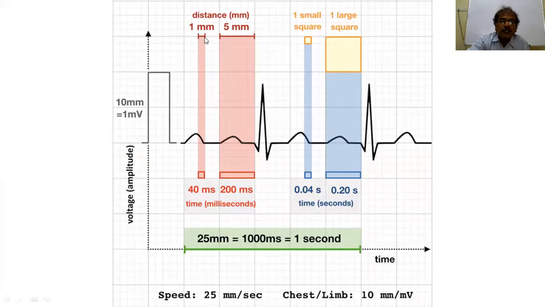Now the distance covered here, one box is 1 millimeter, and 5 small boxes is 5 millimeter. That means at a speed of 25 millimeter, it is 40 milliseconds for a small box, and a large box is 200.